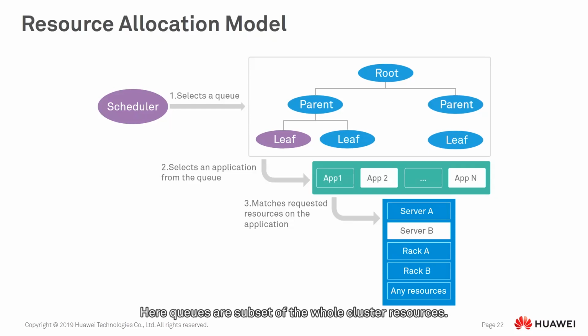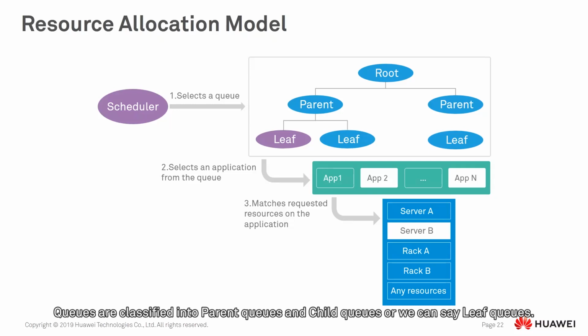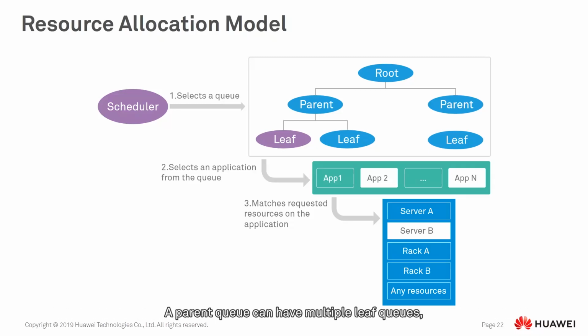Queues are subsets of the whole cluster resources. Queues are classified into parent queues and child queues, or we can say leaf queues. A parent queue can have multiple leaf queues. Tasks are running on leaf queues. If a queue is specified when a task is submitted, the scheduler allocates the task to the queue. If no queue is specified, the task is allocated to the default queue.